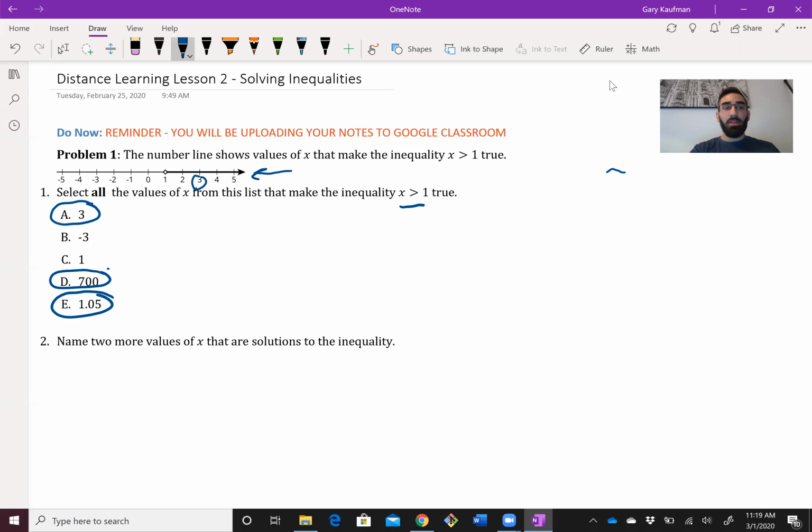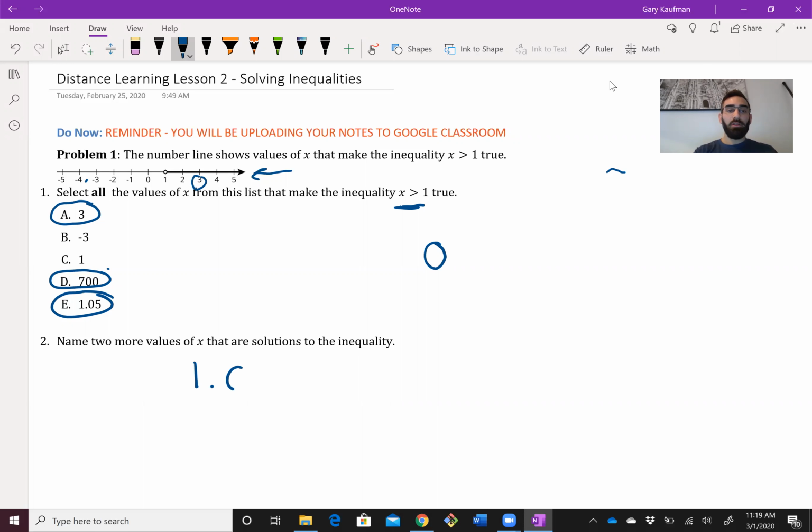Now, -3 is down here, so that's a no. And 1 lands on 1. But what we see here is an open circle. And as a reminder, an open circle means we don't equal that value. And that also is shown here in the inequality. X is greater than 1. It's not saying we can be equal. It's strictly greater.